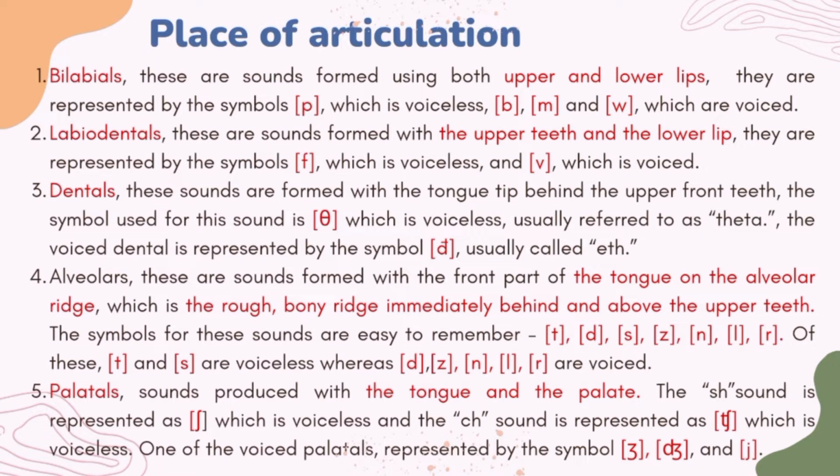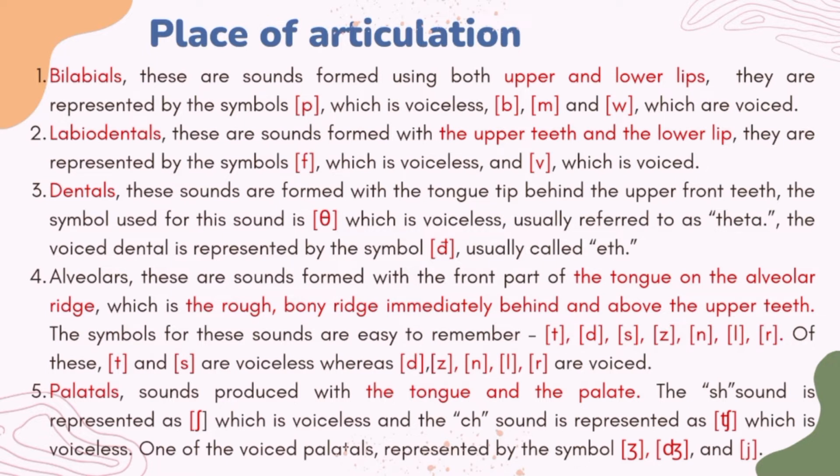Number two, labiodental. These are sounds formed with the upper teeth and the lower lip. They are represented by the symbol f, which is voiceless, and v, which is voiced. For example, the sound of the word fat and vat, and the final sound in the word safe and save. Notice that the final sound in the word chaff and the initial sound in photo, despite the spelling difference, are both pronounced as f.